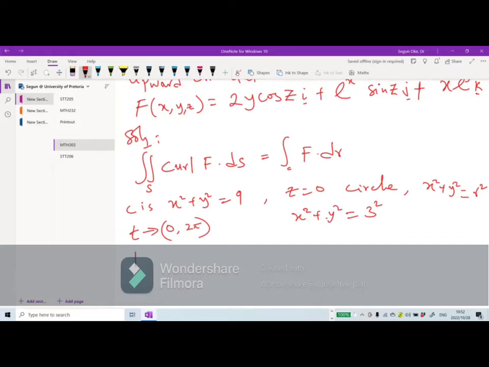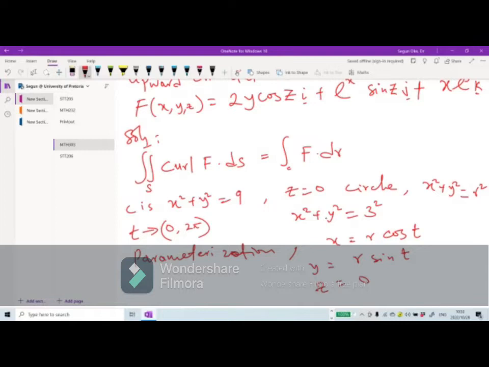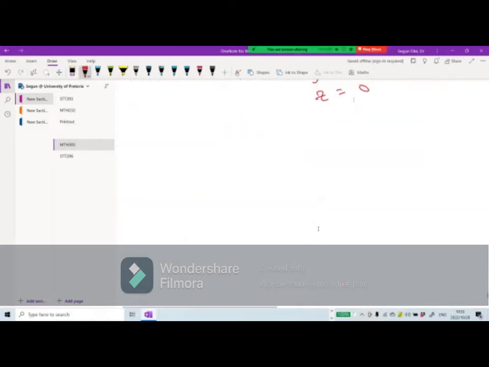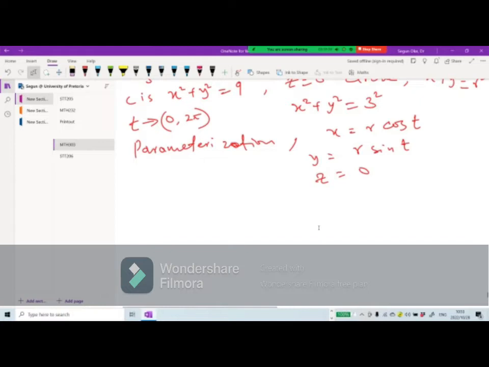But for a circle, if you want to parameterize, we have our x to be equal to r cos t, y to be equal to r sin t. What is our z? Our z is equal to 0. So I can go ahead and substitute this.